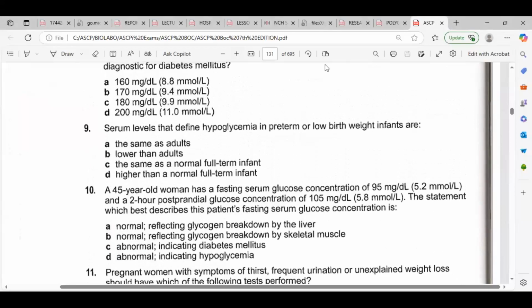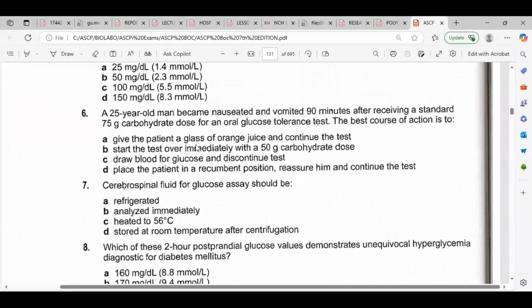If we do what? Which option is it? Option D says we reassure the patient and continue the test. What would happen if we continued the test anyway? You're talking about B? D. Option D, the last option. Oh. If we reassure the patient and continue the test, what would happen? No, that one will affect the result, in fact.